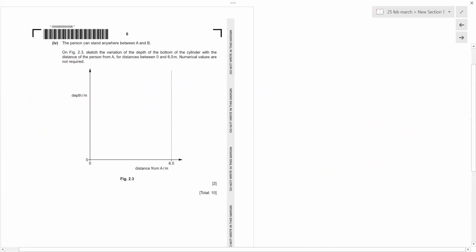Okay. Then it says the person can stand anywhere between A and B. Okay. So we have to sketch the variation. That's one of the favorite questions. Graph sketch करना है. अच्छा आप देखो सबसे पहले तो I'm not going to go back. I'm just going to re-sketch it here. This was the diagram we had. यहाँ पे पॉइंट A था, यहाँ पे पॉइंट B था.